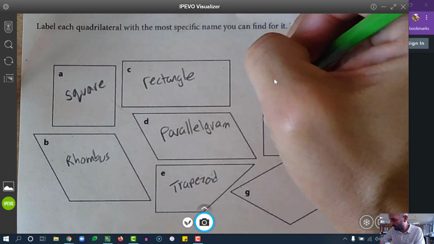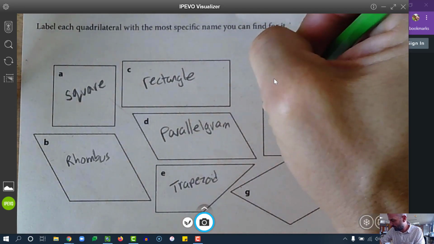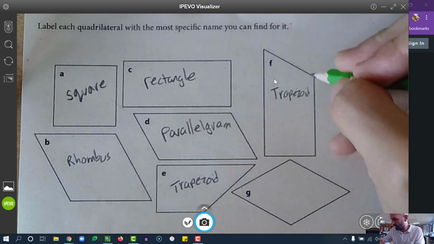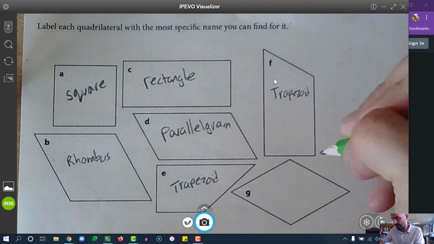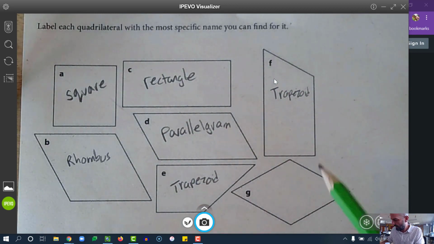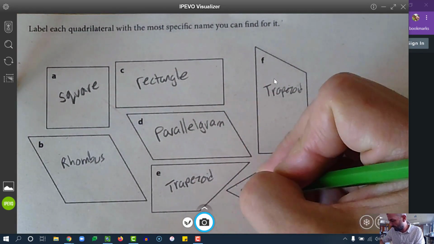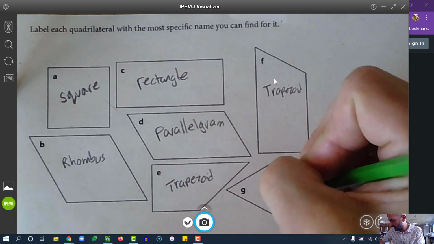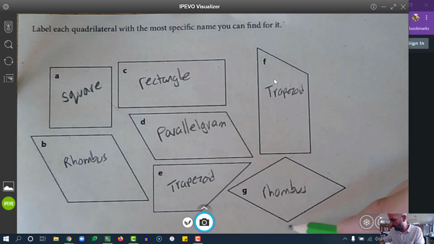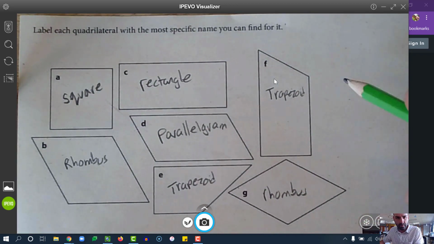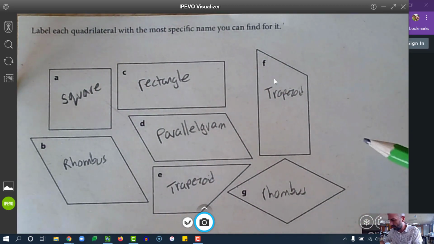Let's see, F, same thing, trapezoid. Again, these are parallel, this and this is not. So only one pair is parallel sides. And G, that, my friends, looks quite like the rhombus. Again, these sides are congruent, but we do not have 4 90-degree angles, so that would be a rhombus.